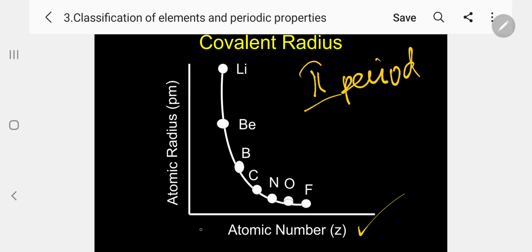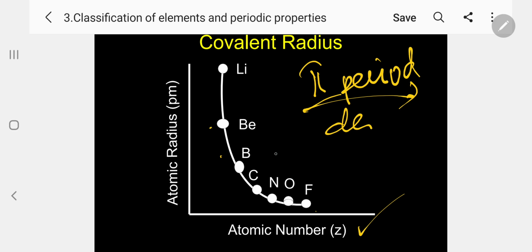Just see, whenever the atomic number increases proportionately, the atomic radius correspondingly decreases. Kindly follow. Along the period, it decreases. Kindly see here, this is the atomic radius coming here, coming here. Fluorine has the lowest atomic radius.